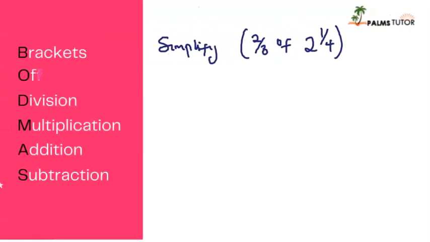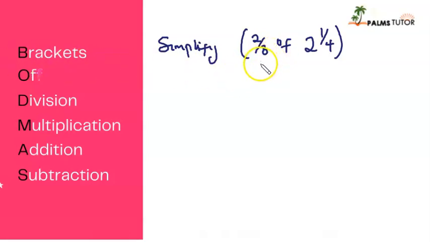Simplify 2 over 3 of 2 whole number 1 over 4. You see "of" now? What is 2 out of 3 portions of 2 whole number 1 over 4? So we only have a bracket here. We have to solve what is in the bracket, right? That's the first thing to do.